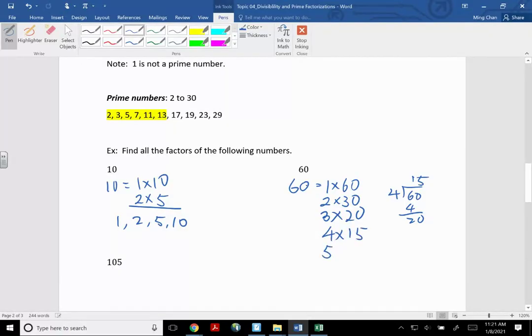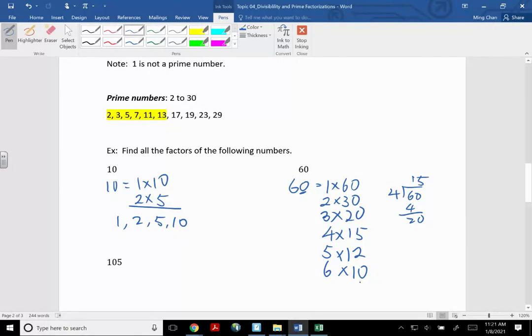5. I know 5 can go into 60 because this number ends in 0. So that would be 5 times 12. So I know 6 definitely can go into 60 10 times. 7 cannot. 8 cannot. 8 times no number is 60. 9 cannot, because 9 times 6 is 54. 9 times 7 is 63, so it's already over.